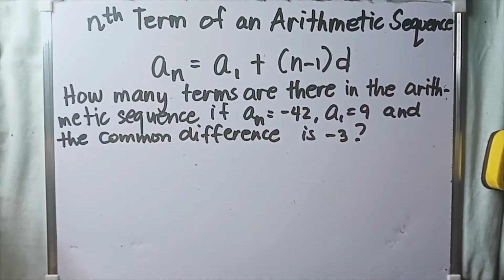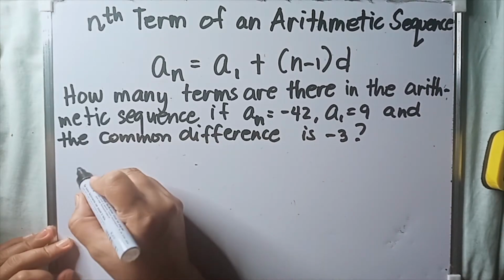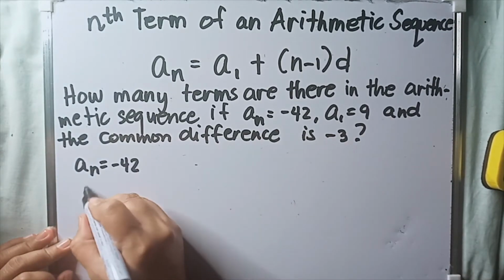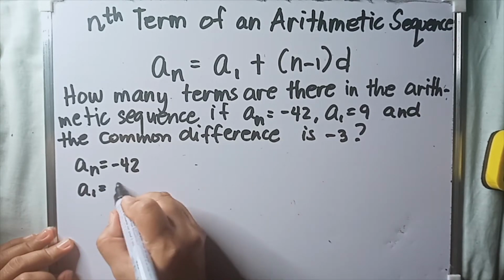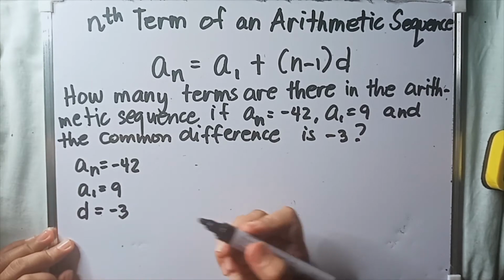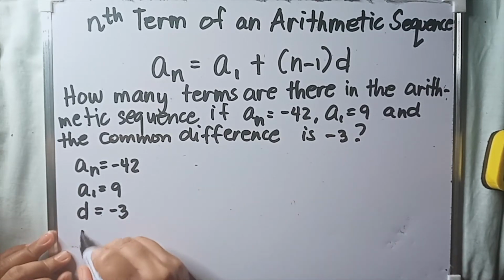Let's try to work on with another example. How many terms are there in the arithmetic sequence if a sub n is equal to negative 42, a sub 1 is equal to 9, and the common difference is negative 3? So, firstly, identify natin yung mga information dito sa problem natin. So, ang a sub n natin is negative 42. Ang first term natin is 9. And the common difference o yung d natin is negative 3. So, ang missing dito is the n.